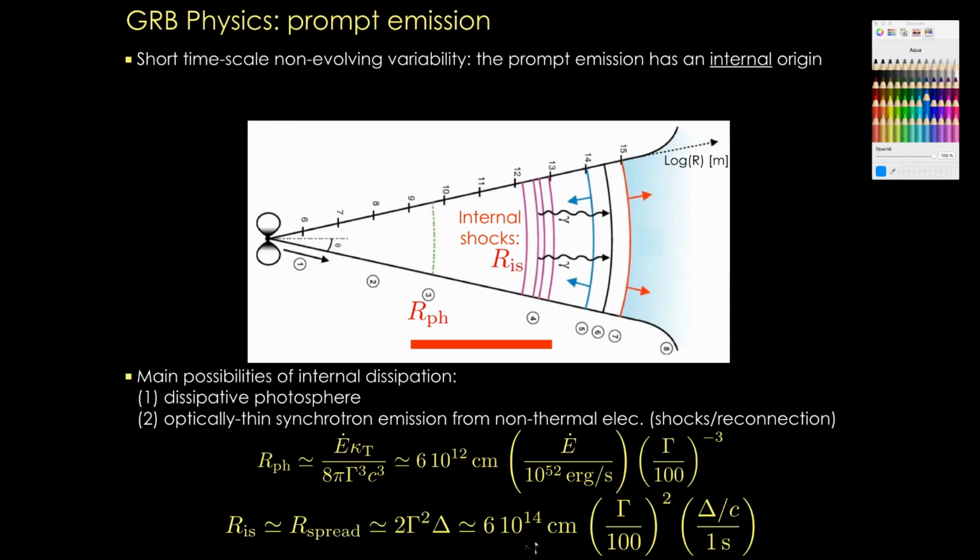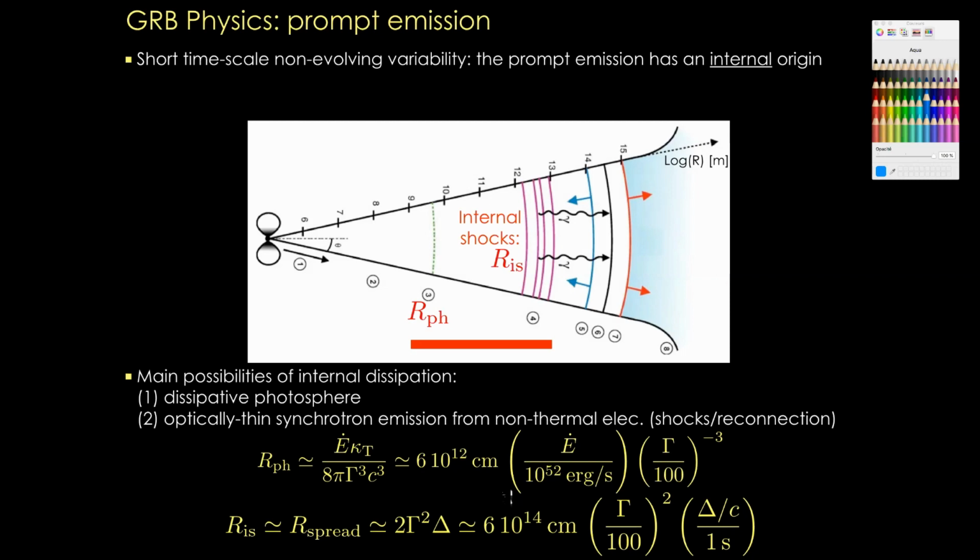So if I put numbers, for instance, if I take a Lorentz factor of 100 and a typical size for my ejecta of the order of 1 second, typically this is what would lead to the production of a pulse in the light curve with a duration of 1 second. Then I have a typical radius which is 10^14, 10^15 centimeters. It's very high compared to the initial size of the central region.